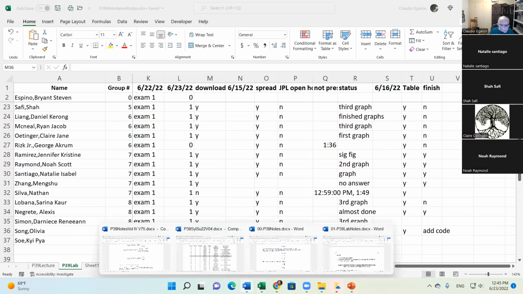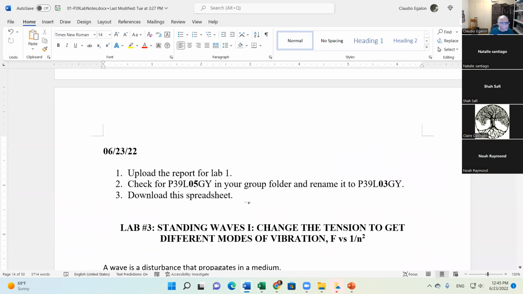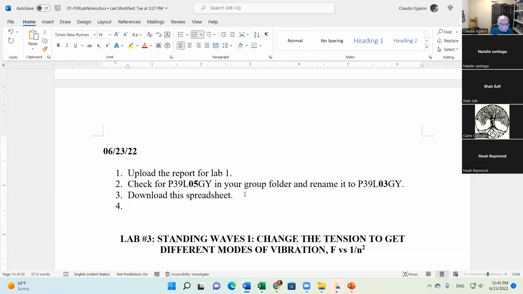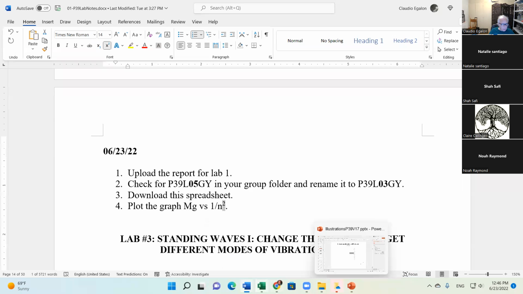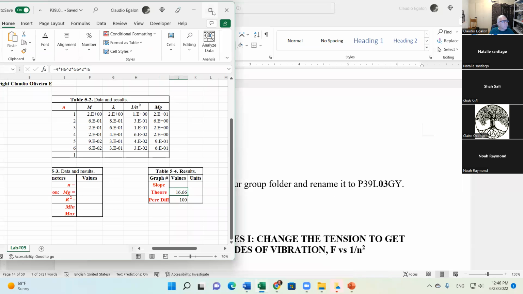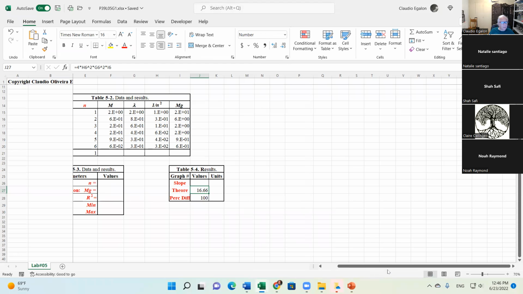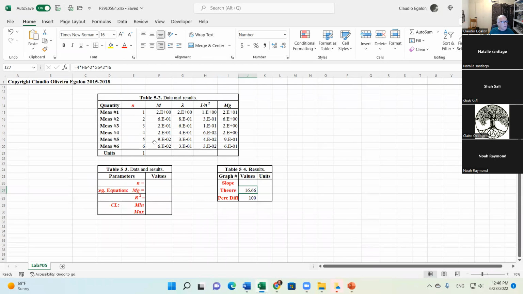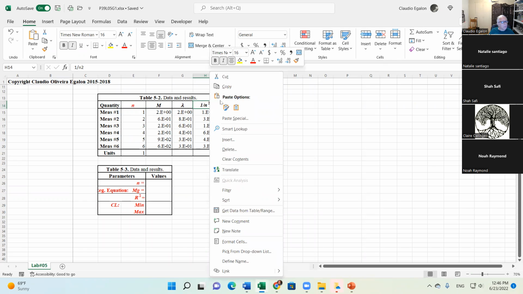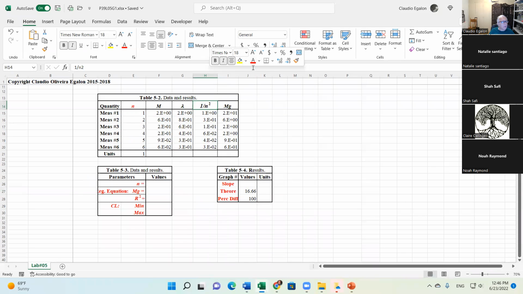let's go through the steps here. First thing, you're gonna plot the graph mg versus 1 divided by n squared. Okay. n is an integer number, so you don't have to worry about significant digits, right?